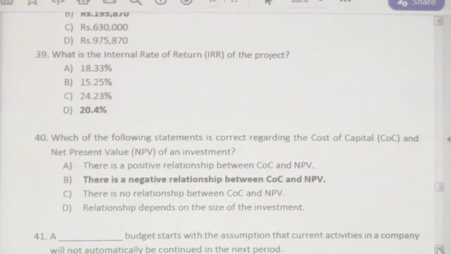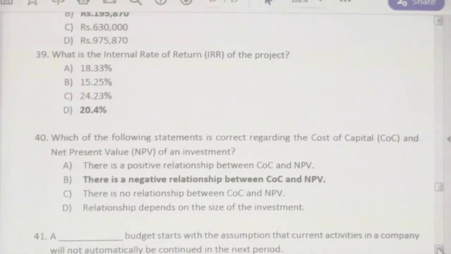Once you discount all future net cash flows, again you can calculate the payback period after discounting the future cash flows. That's called the discounted payback period. Is that clear? Then we have calculated the accounting rate of return. What is accounting rate of return? We are calculating average accounting profit as a percentage of the investment. That is the requirement.